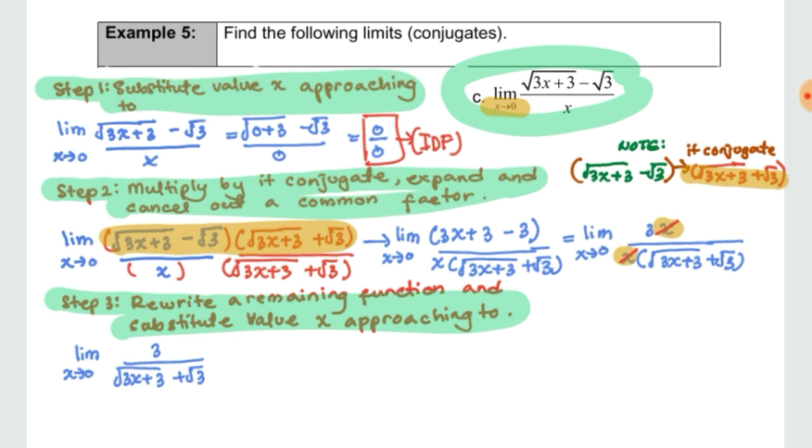And then lastly, we can substitute the value x approaches. The value x approaches here is x equal to 0. Substitute inside the variable x. So we get 3 over square root of 3 times 0, 0, plus 3, plus square root 3. And then we get 3 over square root 3 plus square root 3. We get 2 square root 3. So this is the answer for question 5C.